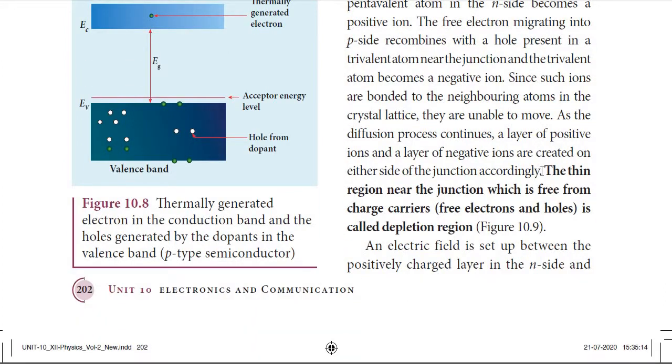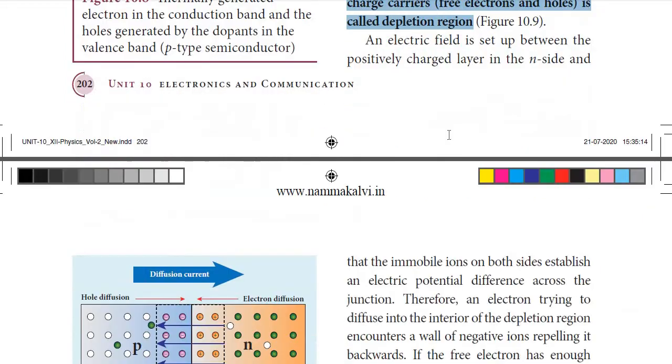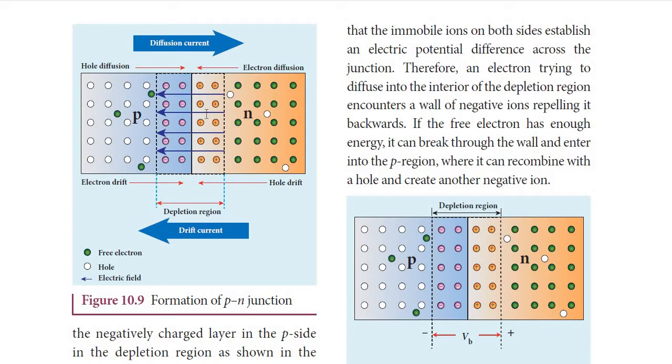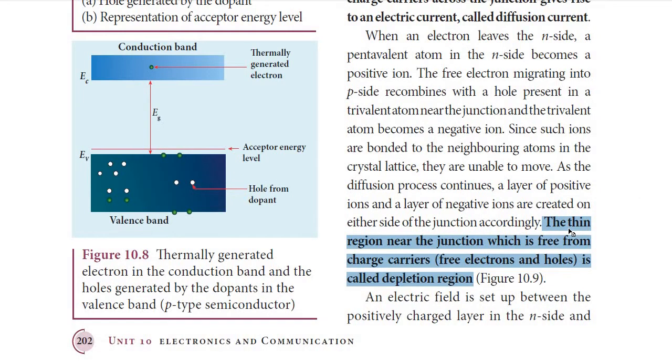The next, depletion region. What is meant by depletion region? The thin region near the junction which is free from charge carriers, that means free electrons and holes, is called the depletion region. This is the depletion region. In this thin layer the electrons and holes are depleted. That is why it is called the depletion region.